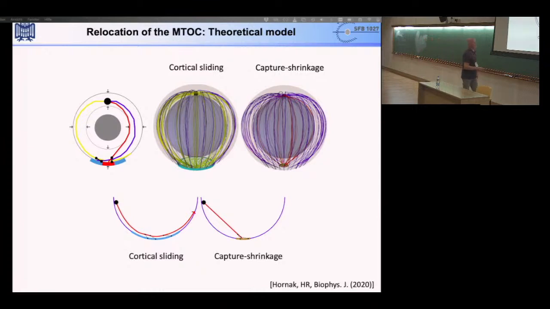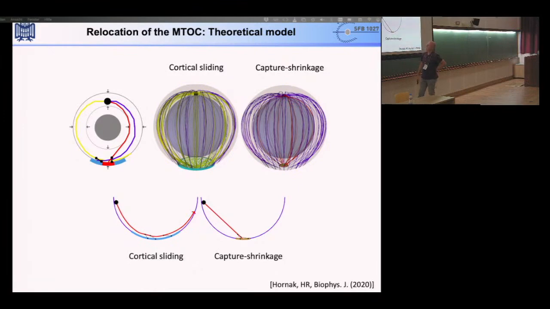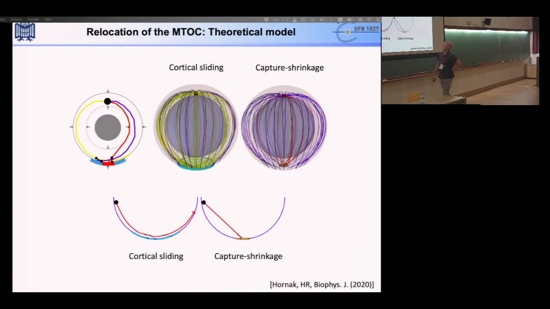Cortical sliding is modeled by forces pulling microtubules tangentially along the membrane, and capture-shrinkage in this way towards the synapse, the center of the synapse, where the microtubule also depolymerizes.